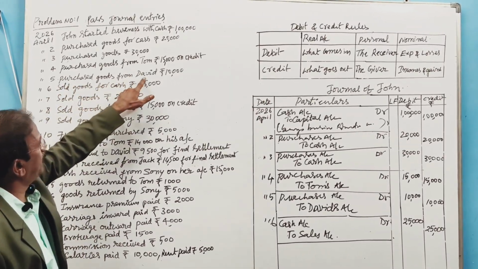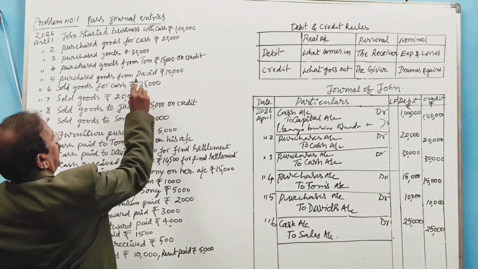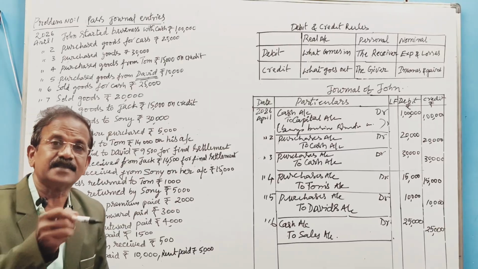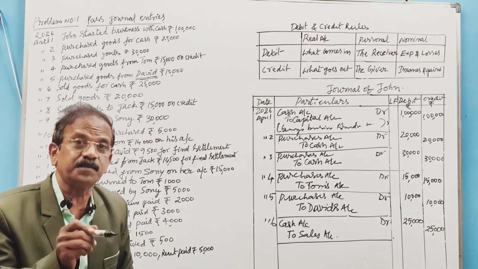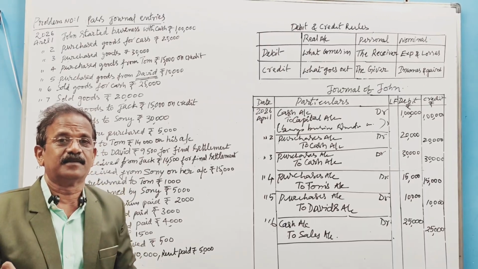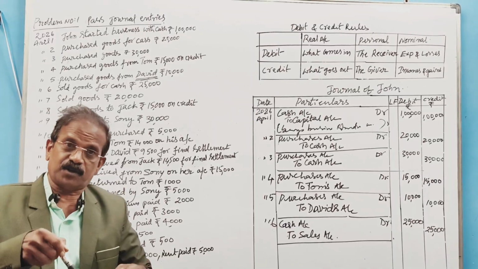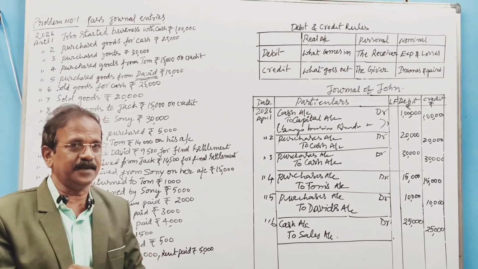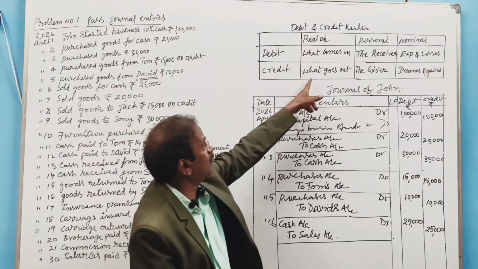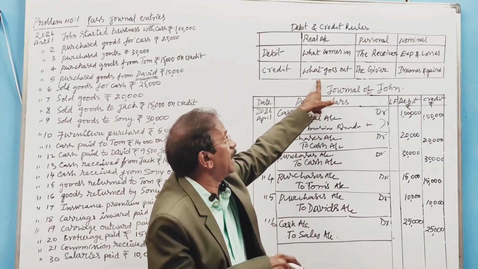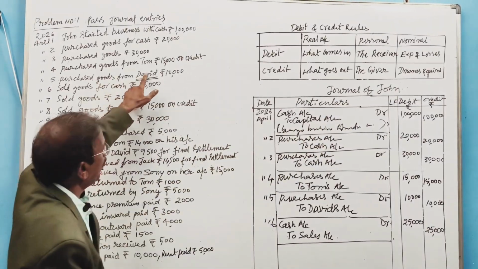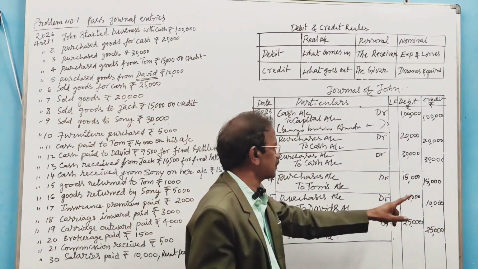Purchased goods from David. Here the name David is given in the transaction. What is the reason behind giving his name? Because it must be on credit basis. Otherwise, the name is not to be given. That's why we have to conclude that it is on credit basis. So we purchased goods, but we are not giving any cash. When we are not giving any cash, nothing is going out. Then who is the giver of that? Obviously David. So write David's account.